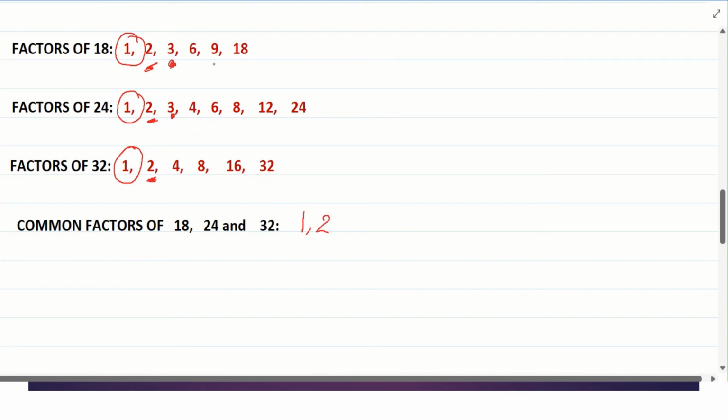Now let's go to 9. 9 is present only in 18. 9 is not present as a factor of 24 and 9 is not present as a factor of 32. So 9 cannot be taken as well.